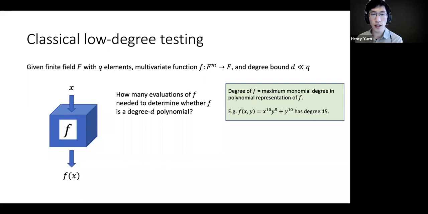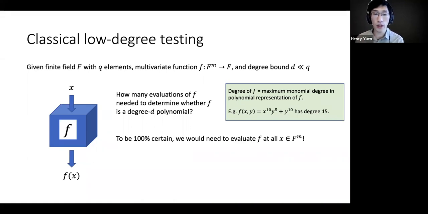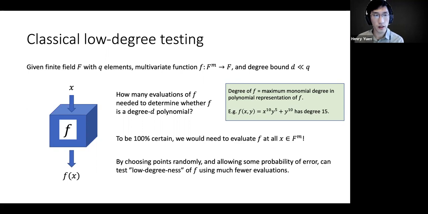So if you're only allowed to make these evaluations to f in this black box manner, how could you tell if it's a degree D polynomial? In the worst case, if you wanted to be 100% certain, you would have to evaluate f on all the points in this vector space F^m. When you say degree D, I guess you mean less or equal to D. Yes, at most D, sorry. So not necessarily exactly equal to D, but at most a degree D polynomial. Yeah, I agree.